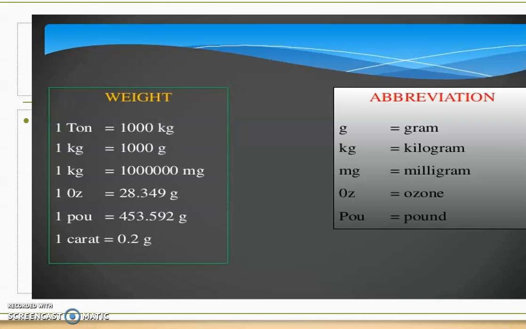1 ton is equal to 1000 kg, 1 kg is equal to 1000 gram, 1 pound is equal to 453.592 grams. 1 carat, normally used for very small quantities, is 0.2 grams. So these conversions again you must know.